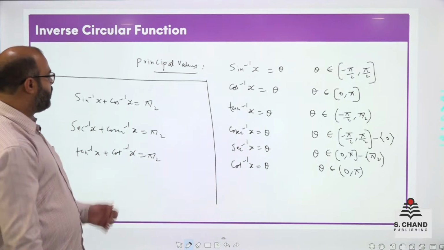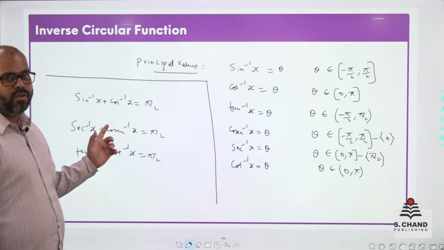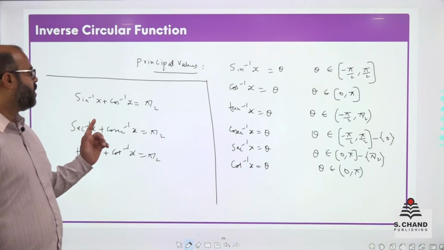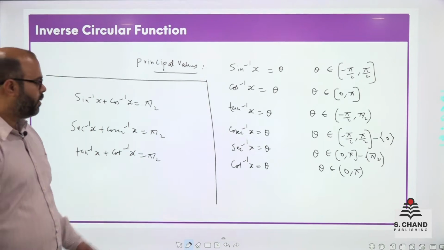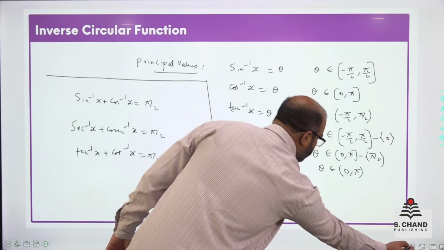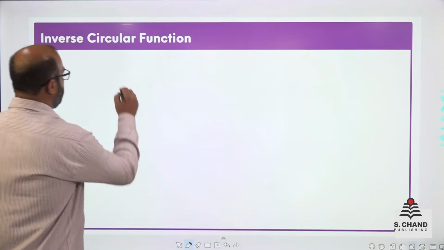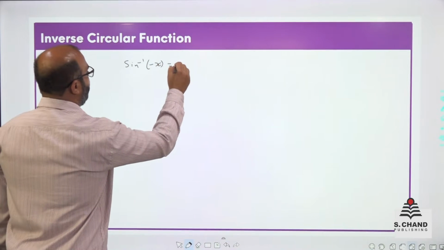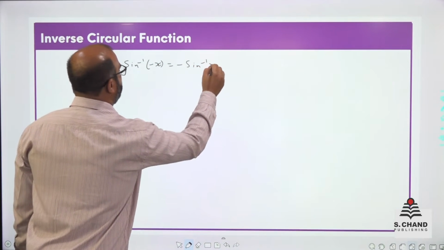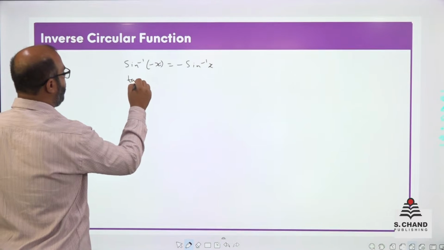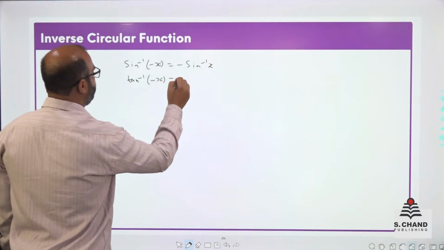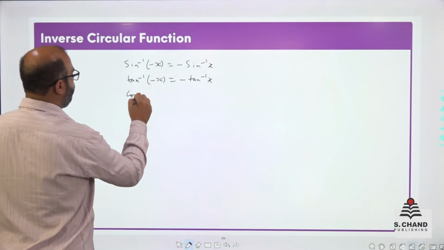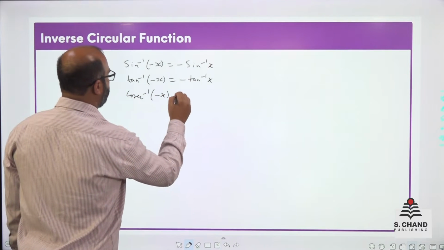x is of course between 1 and minus 1 for sine and cos. For sec and cosec, x is greater than or equal to 1 or less than or equal to minus 1. And for tan or cot, it can be any real number. Further, if it is sine inverse of minus x, it is minus sine inverse of x. If it is tan inverse of minus x, it is minus tan inverse of x. If it is cosec inverse of minus x, it is minus cosec inverse of x.